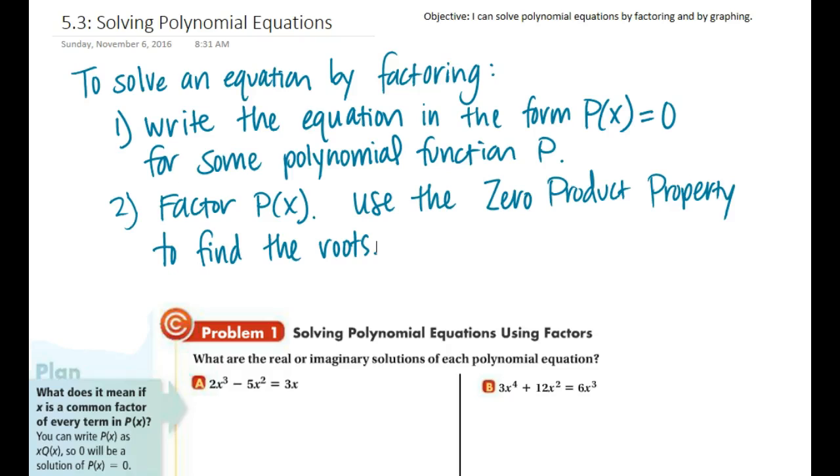Today we're going to be learning about how to solve polynomial equations, and our objectives are that we can solve polynomial equations by factoring as well as by graphing. So to begin, let's talk about how to solve an equation by factoring.